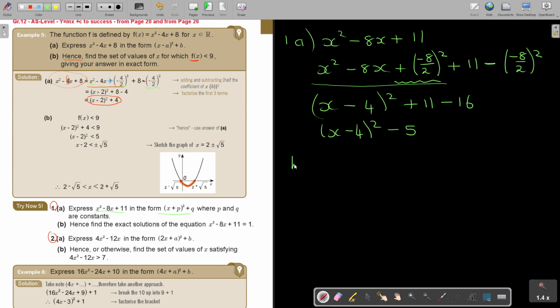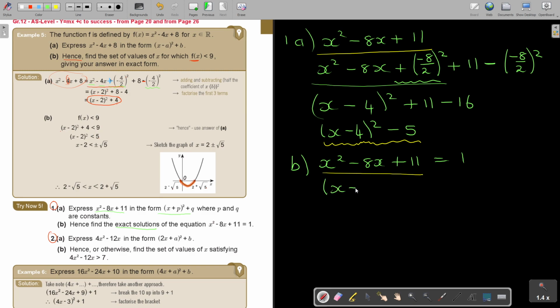Then number B. Hence, find the exact solution of the equation. Now again, if you look, you will see that it was x squared minus 8x plus 11 equals 1. So can I just show you? This is exactly that. But because they use the word hence, they want me to substitute that x minus 4. But now it's not an inequality, so it's actually easier. I substitute that in. And now I basically just say x minus 4, and if I take it over, it's going to be 6.